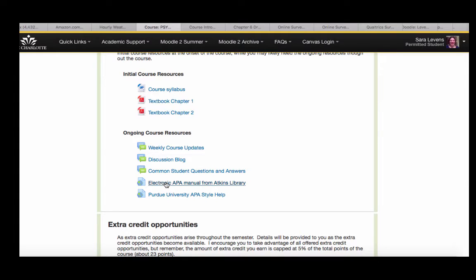We also have material on how to cite. We have basic APA manual information from the Atkins Library and from Purdue University that has a really nice summary. If you have any questions about how to cite information, this would be particularly helpful when you are doing the writing reflection assignments that are part of this course. Then you can use these resources.